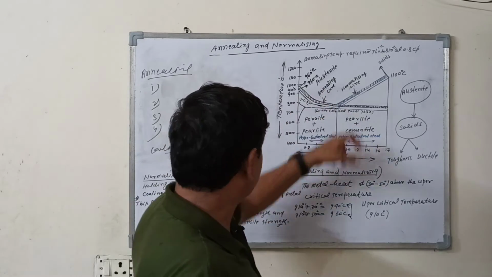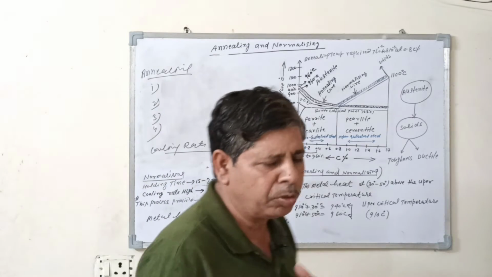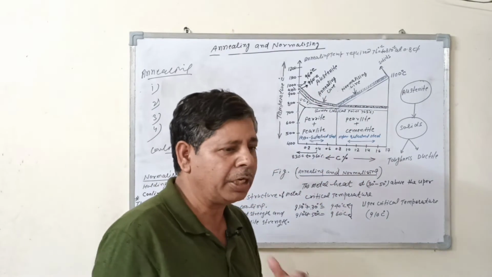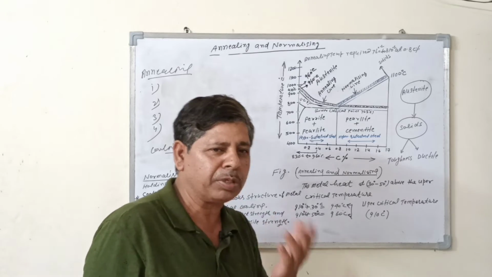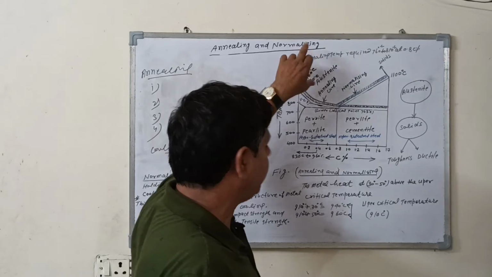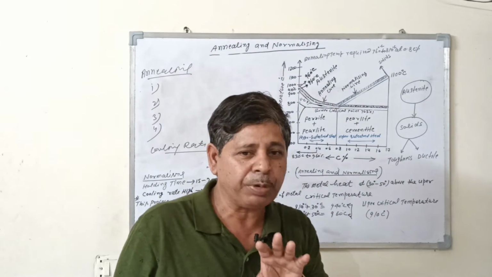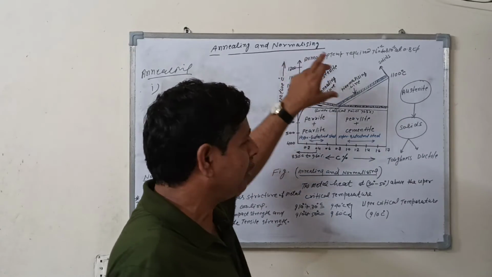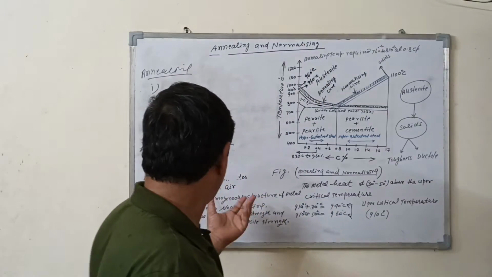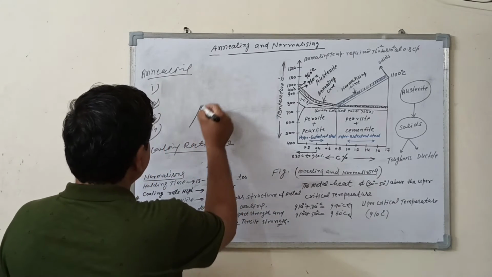So the second topic is normalizing. Normalizing is also one of the most important processes of heat treatment in which the metal is heated 30 to 50 degrees above the critical temperature. The difference between annealing and normalizing is that in annealing the metal is cooled in a furnace, and in normalizing the metal is cooled in air.